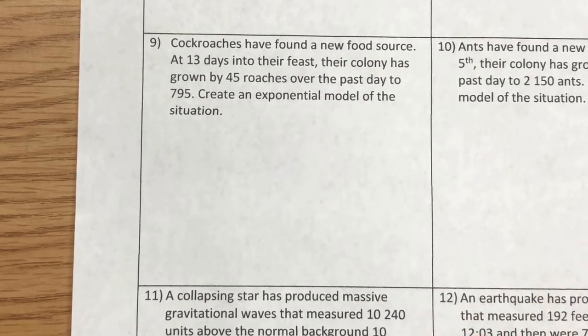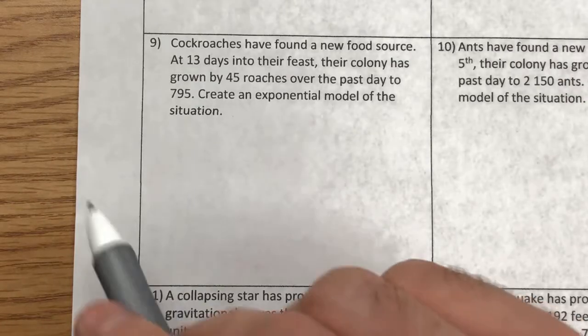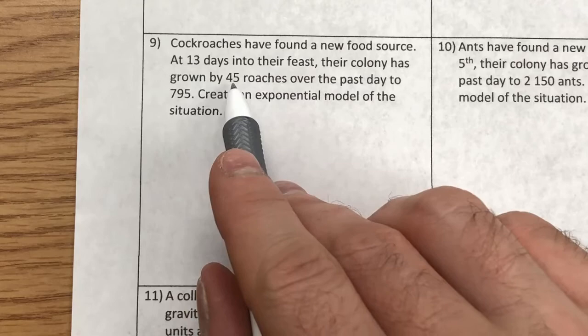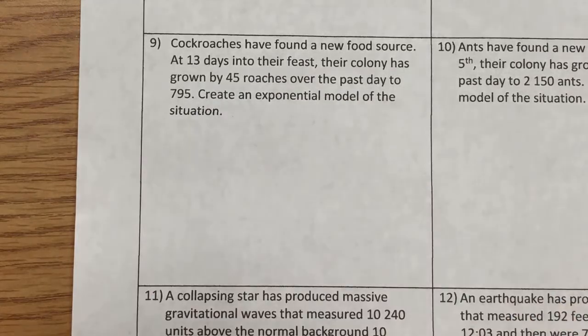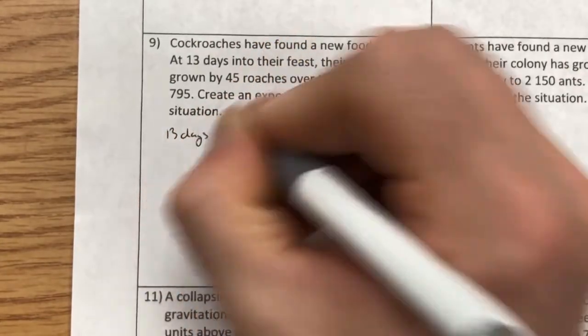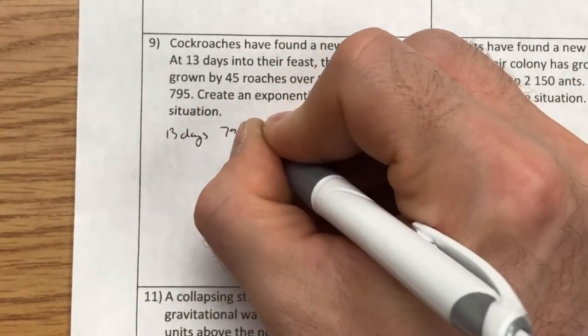We have cockroaches finding a food source, and after 13 days into their feast, the colony has grown by 45 roaches over the past day to 795. We're going to create an exponential model for the situation. So what we got going on here is they didn't quite give us both sets of points. They did say that 13 days into the feast, the colony has grown by 45 roaches to this number. So what I can imply is that at 13 days, we have 795 roaches.